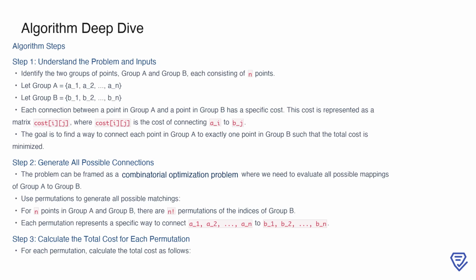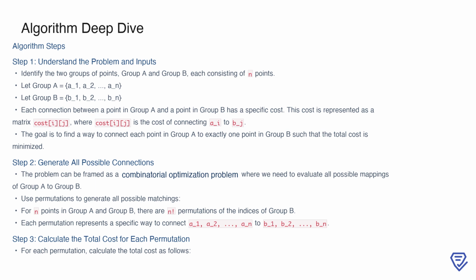To tackle this problem, we start by understanding the inputs and the goal. We have two groups of points, Group A and Group B, each containing n points. These points are represented as A_1 to A_n in Group A, and B_1 to B_n in Group B. The cost of connecting a point in Group A to a point in Group B is given in a matrix, cost[i][j], where cost[i][j] represents the cost of connecting A_i to B_j. Our objective is to find a way to connect every point in Group A to exactly one point in Group B, while minimizing the total connection cost.